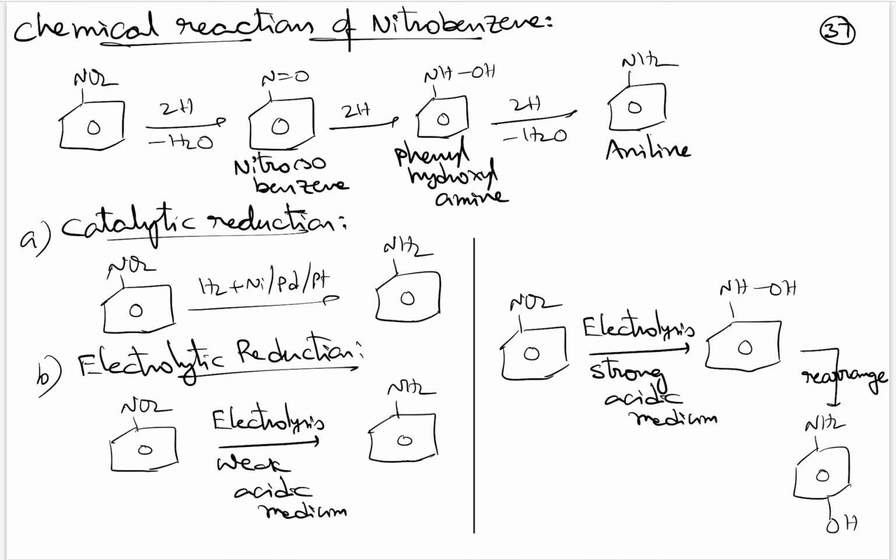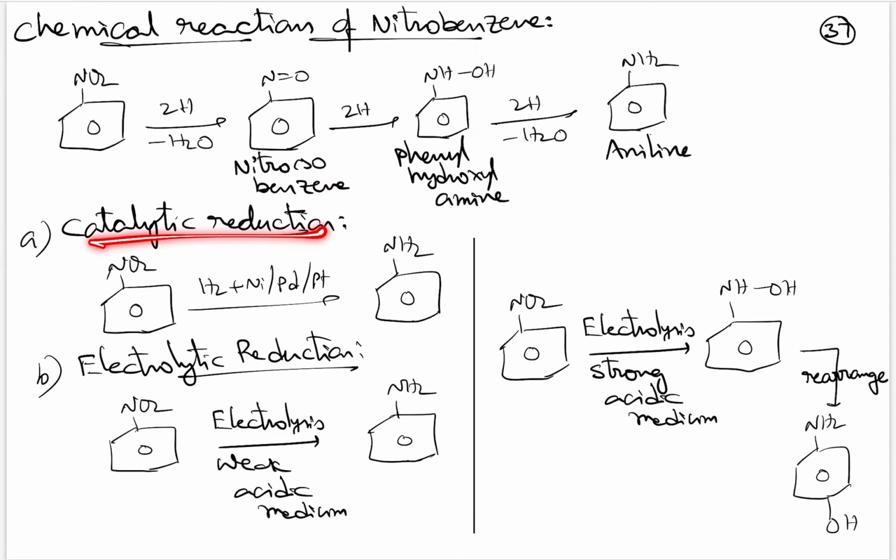So by using different reducing agents to different extents, the reduction reaction will happen. That means, based upon the reducing agent strength, the reaction may stop here, or the reaction may happen up to here, or the reaction will happen till the last to form aniline as the product.